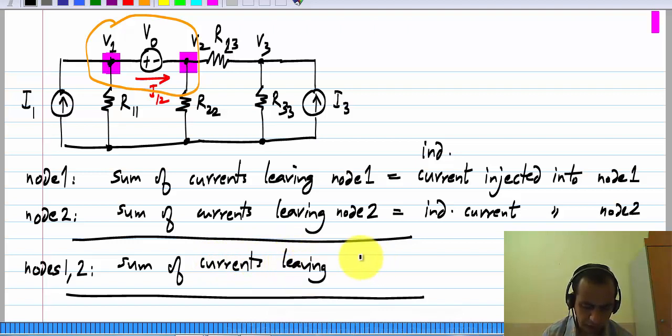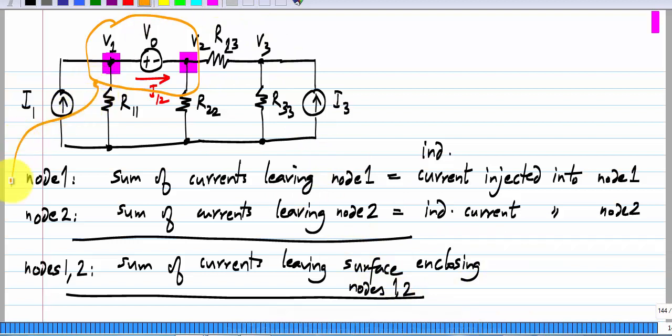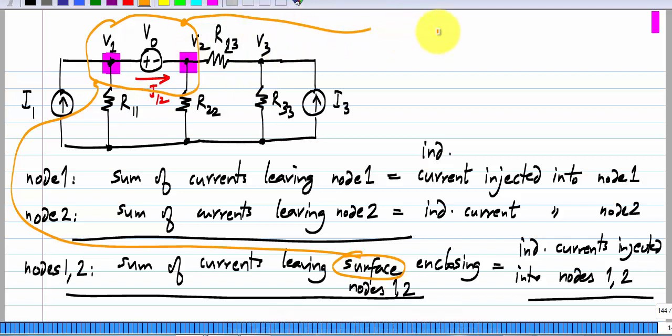the sum of currents leaving the surface enclosing nodes 1 and 2. Okay, basically this surface. This is the surface we are talking about here. And what will we have on the right hand side? We will have the total of independent currents injected into nodes 1 and 2. Okay, so that's all that's there to it. Instead of looking at a single node, you look at the surface enclosing the two nodes. Such a surface enclosing multiple nodes is known as a super node.